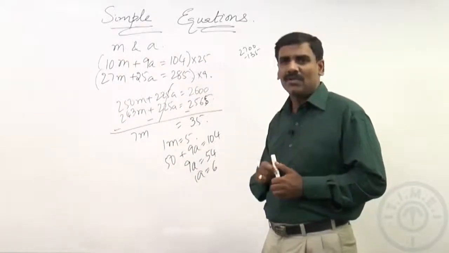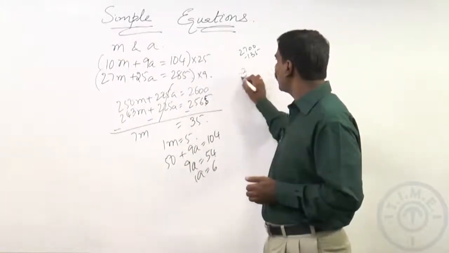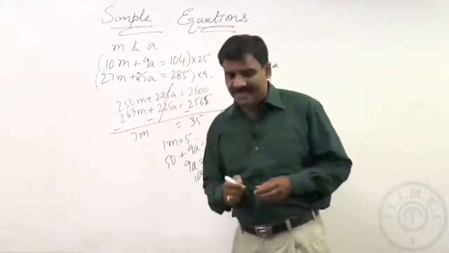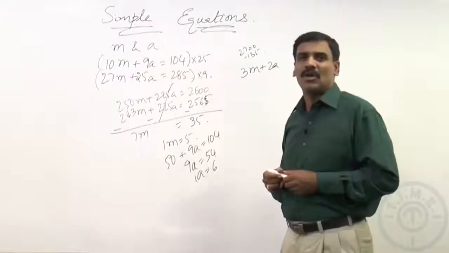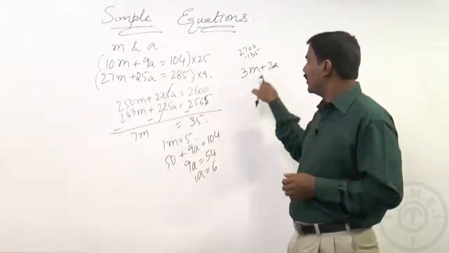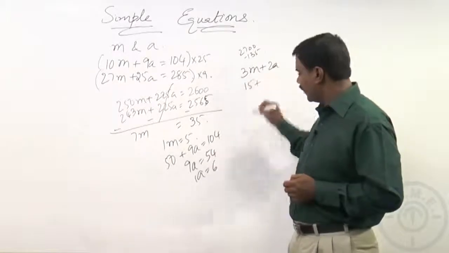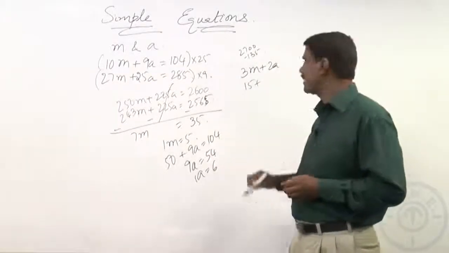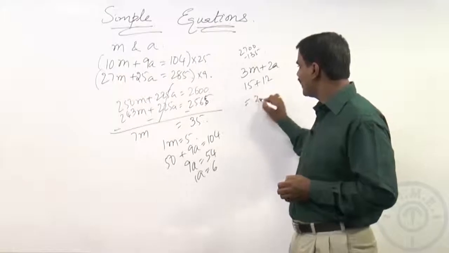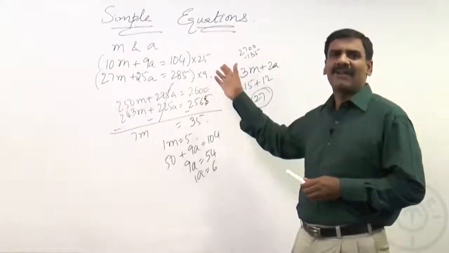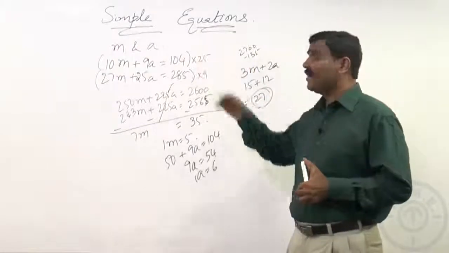And if you are looking at the question, it is asking for the cost of 3 mangoes and 2 apples. So 3m plus 2a is how much is the question. And 3 mangoes cost will be 3 into 5, 15 rupees. 2 apples cost will be 2 into 6, 12 rupees. So put together we can say it is 27 rupees. Right. So in that way we can get the value of 3m plus 2a.